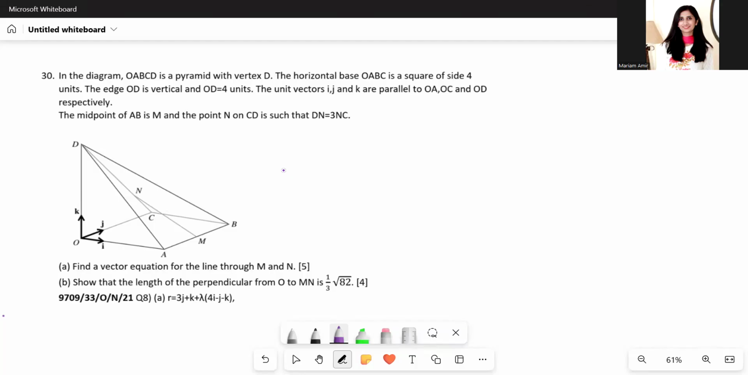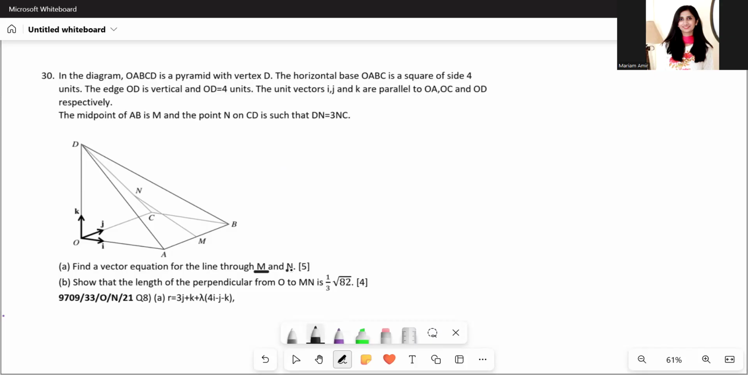The midpoint of AB is M. The point N on CD is such that DN equals 3NC. Find a vector equation for the line through M and N. So first of all, I'll need the position vectors of M and N.